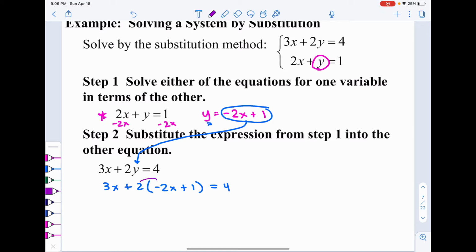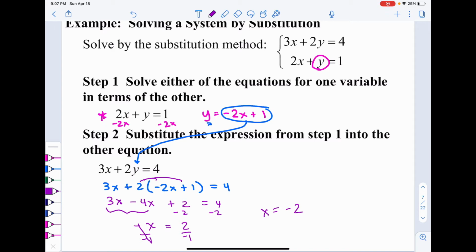So a little distributive. So we have 3x minus 4x plus 2 is equal to 4. 3x minus 4x would leave us with a negative x. I'm going to move that 2 over by subtracting. So negative x is equal to 2, which means that x is going to end up equaling negative 2 if you divide by that negative 1. So once I have x is equal to negative 2, that's 1/2 of my answer.